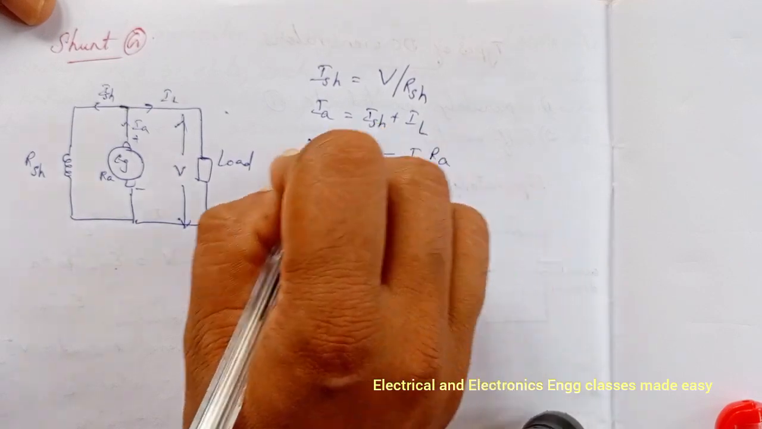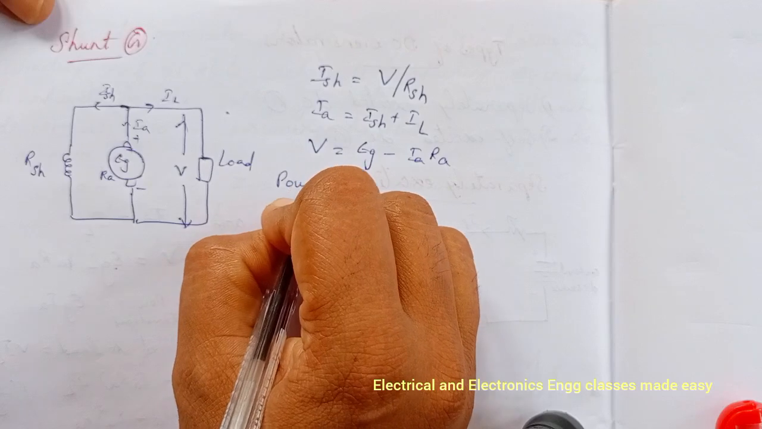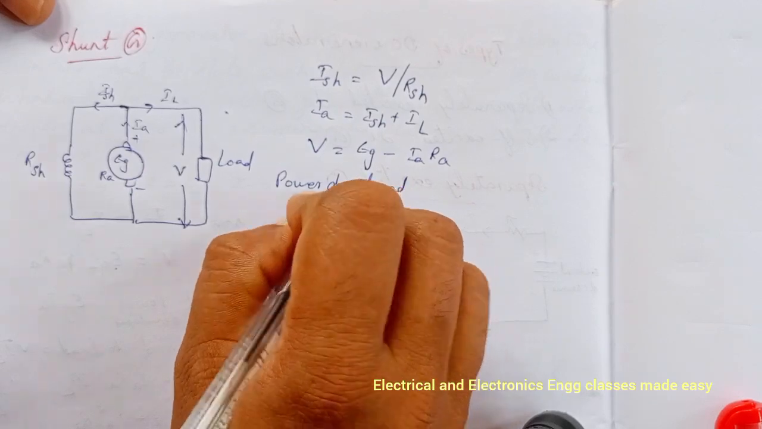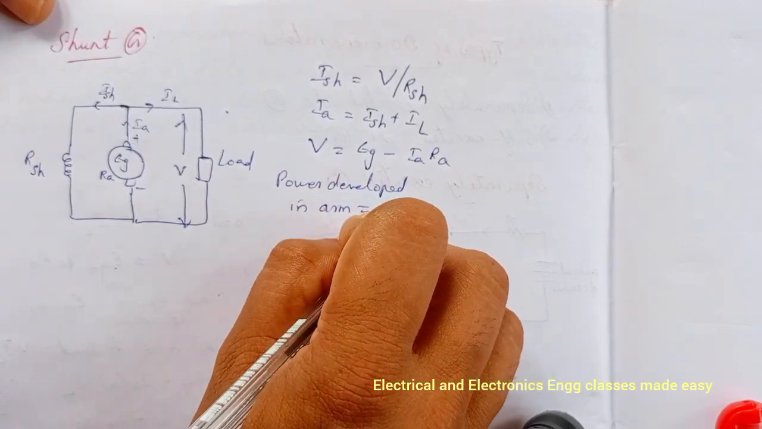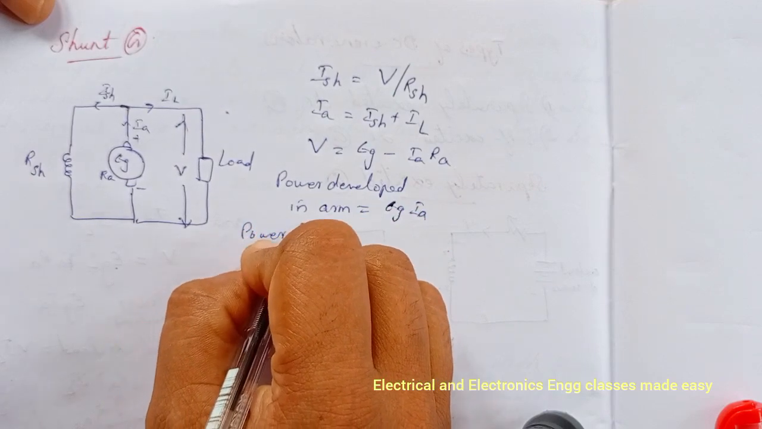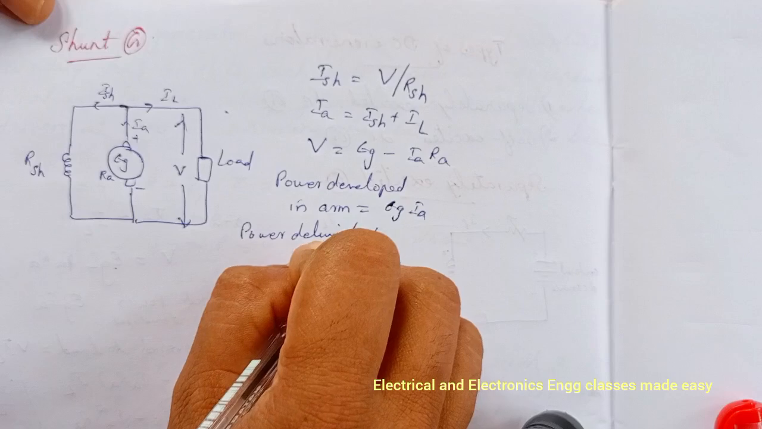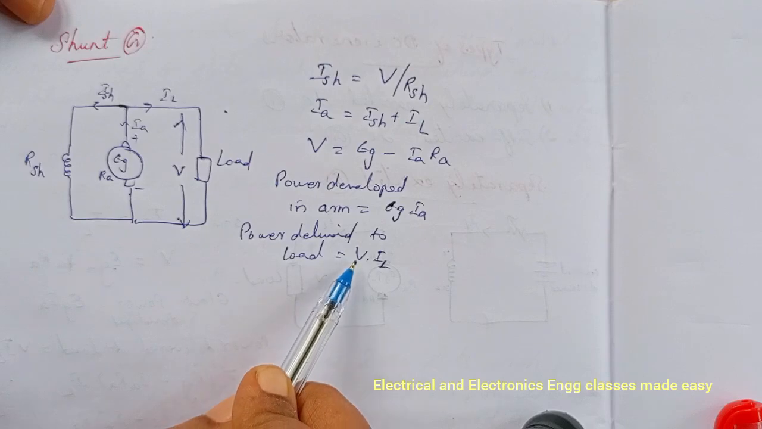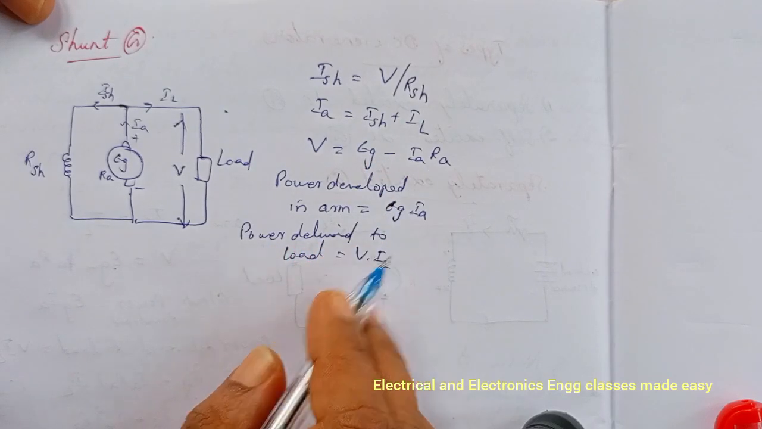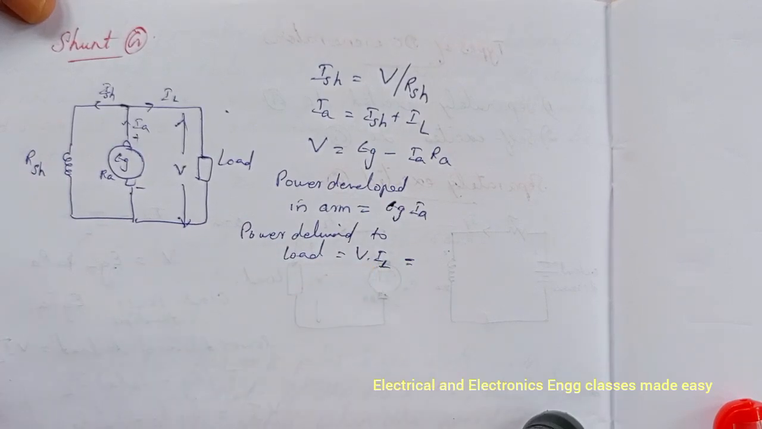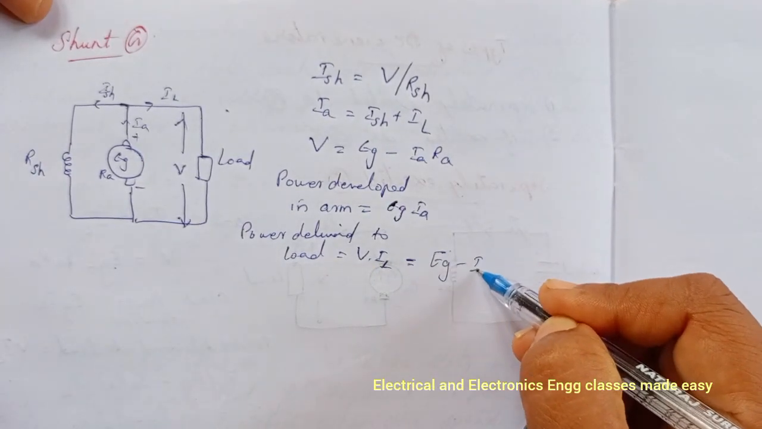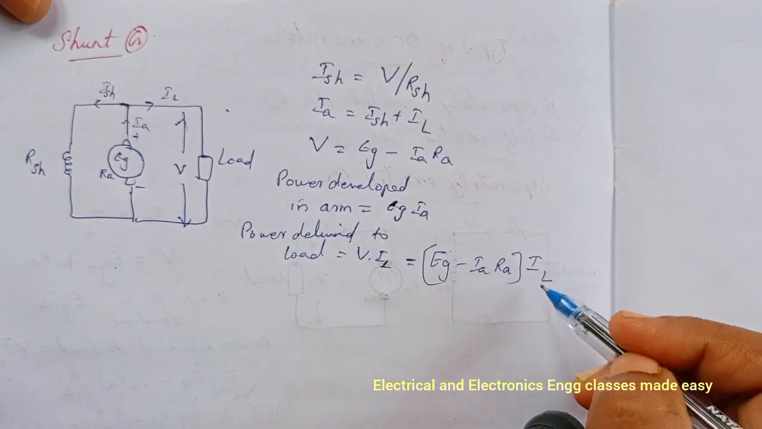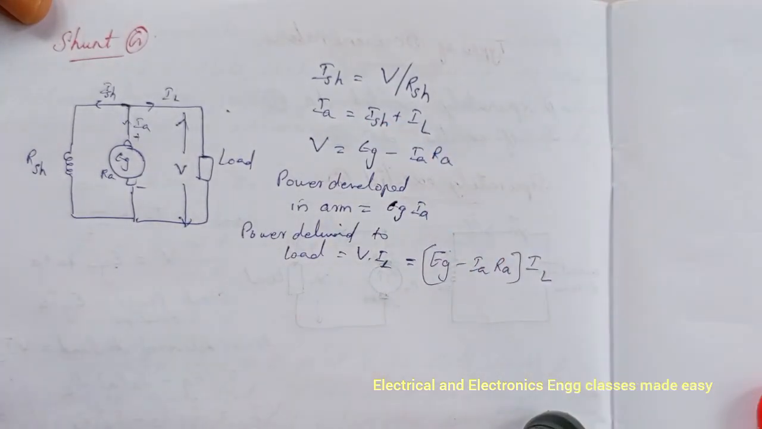Then the terminal voltage V is equal to EG minus the drop in the armature, that is IA into RA, and power developed in armature is equal to EG into IA, and power delivered to load is equal to V into IL, where V is equal to EG minus IA into RA. So here IL is IA minus ISH.